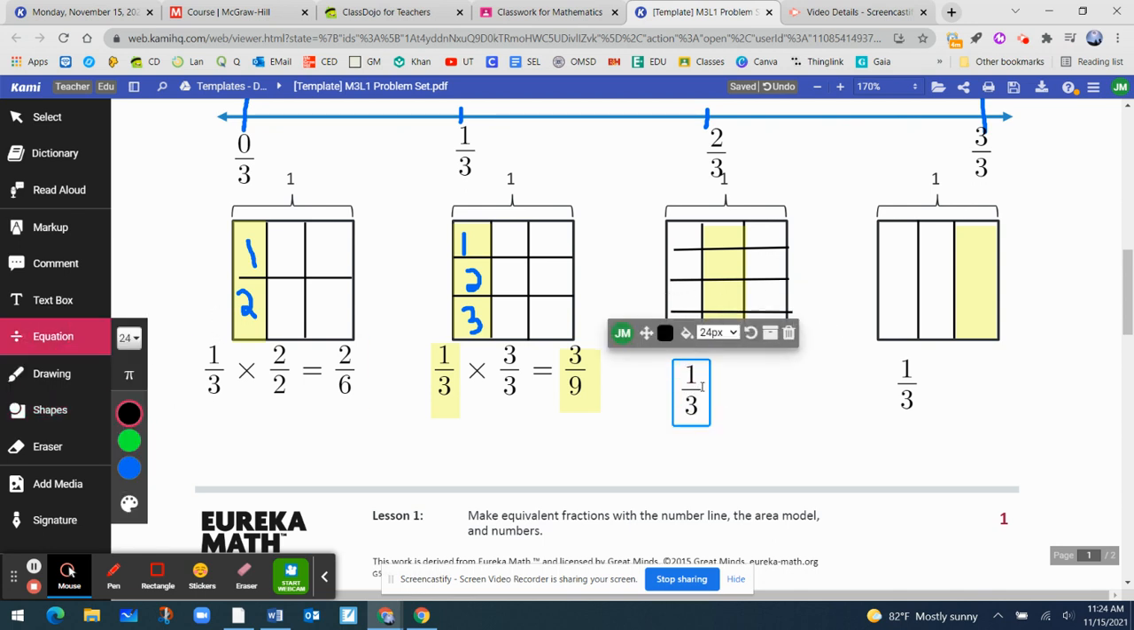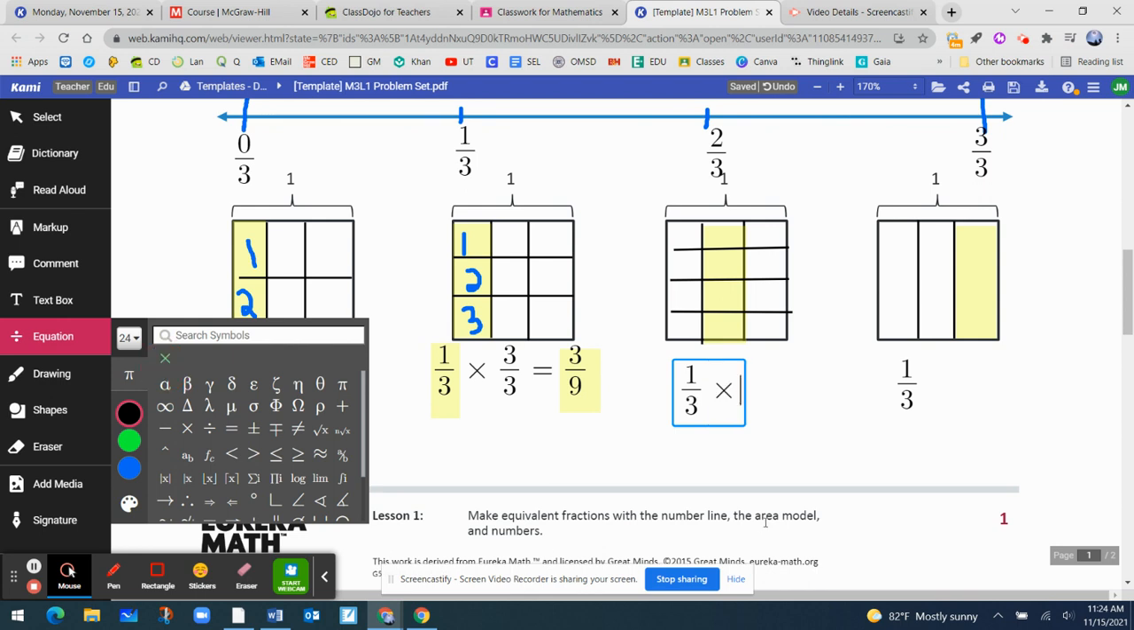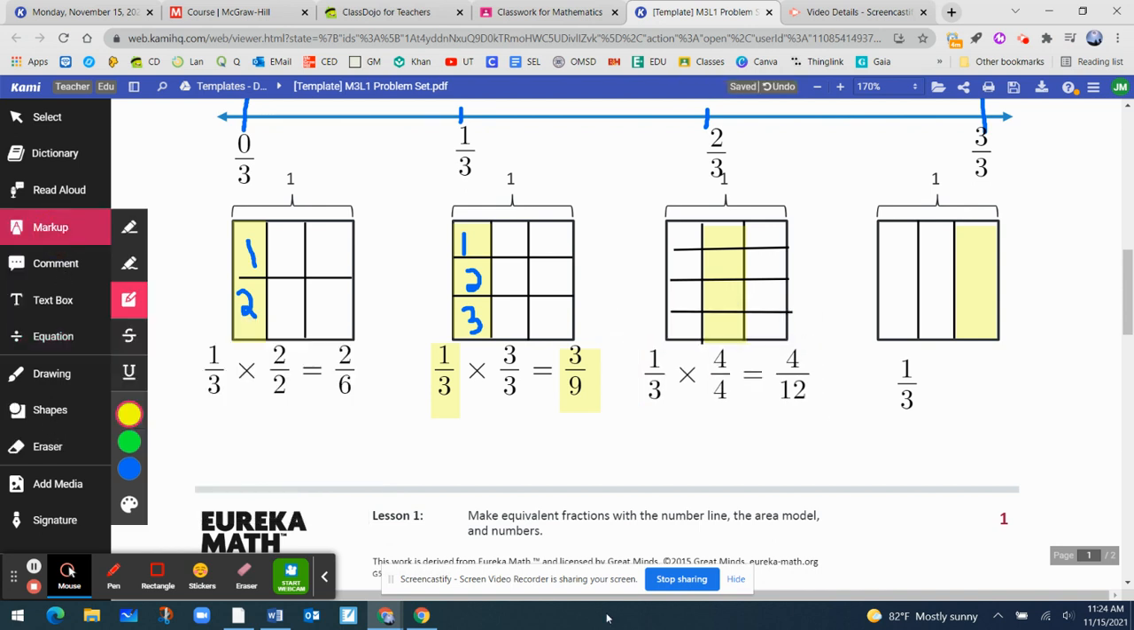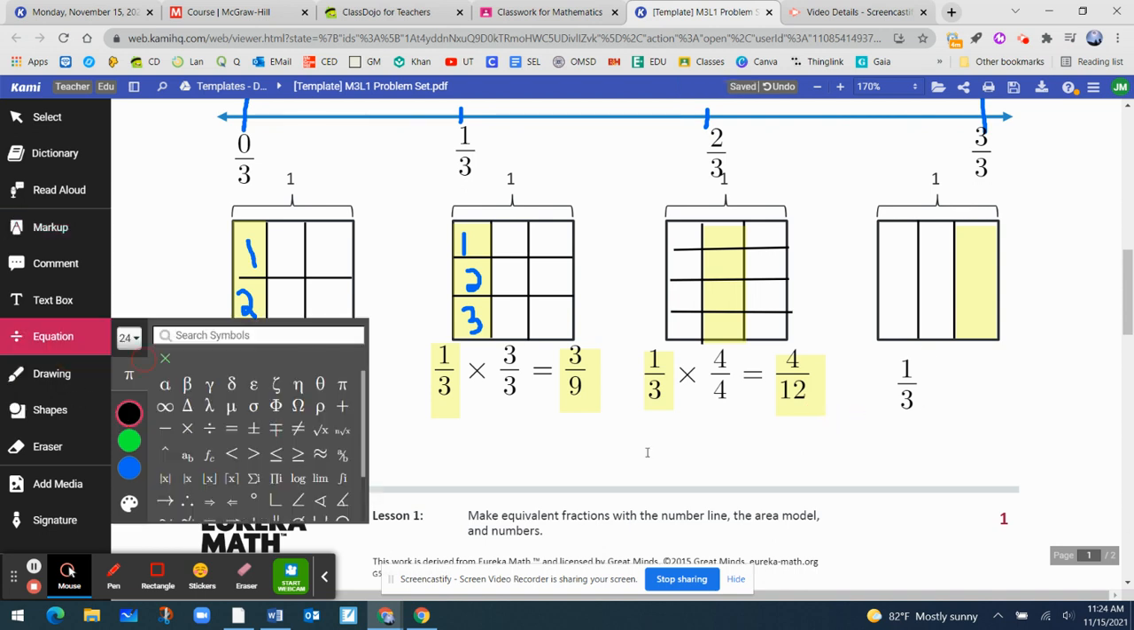So we're going to multiply by what number, my friends? That is correct. We're going to multiply by 4 because we created 4 rows. So it's going to be 4 over 4. The numerator is 1 times 4 equals 4. The denominator is 3 times 4 equals 12. So that is the equivalent fraction. Now, let me repeat once again so you understand what equivalent fractions are. In this shape, we know that 1/3 is the same as 4/12. And that means they are equivalent fractions.